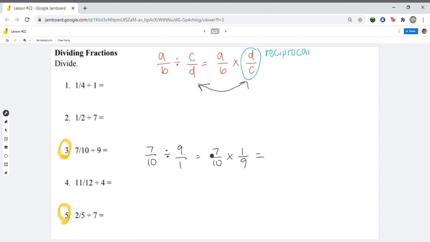So now from here, you just have to multiply across. Dividing fractions is pretty easy. So we get 7 over 90. Make sure it's simplified all the way, and this is simplified all the way.